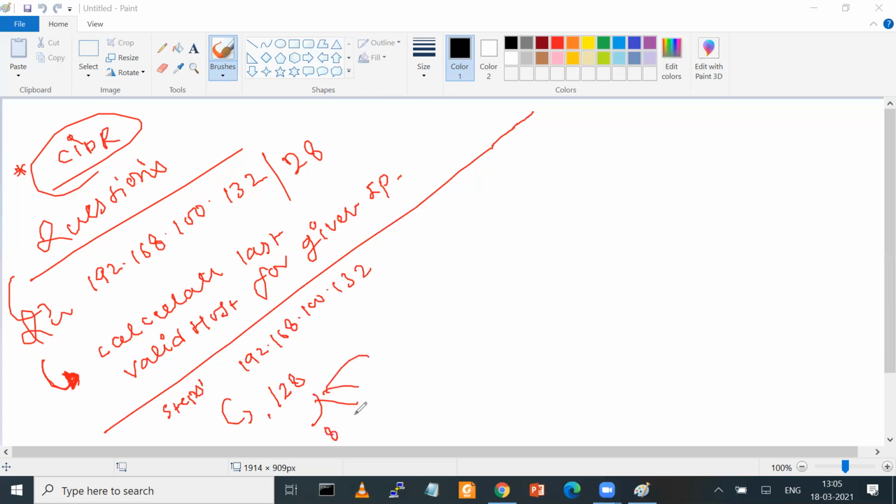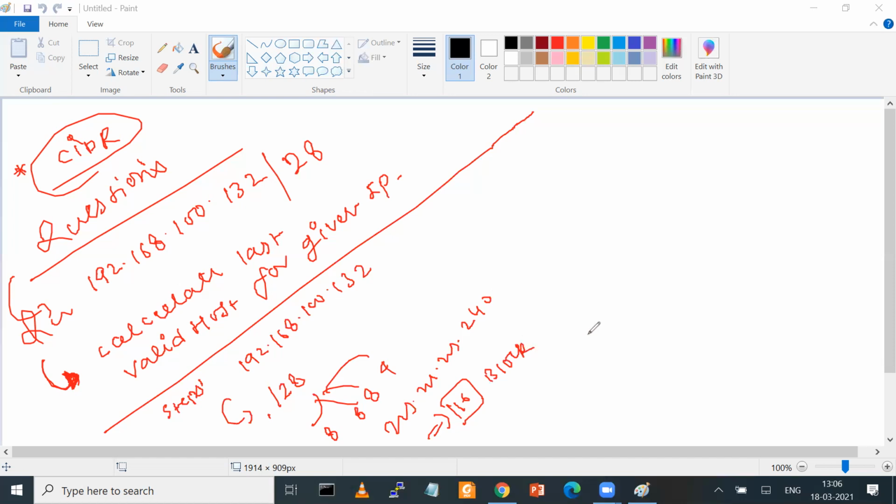So it looks like this: 8, 8, 8, 4. Yeah. The subnet mask will be 255.255.255.240. Now you just have to calculate the block size. So in my case, block size will be 16. As we already know, the block size calculation method is 256 minus the effective octet value. Block will be 16.